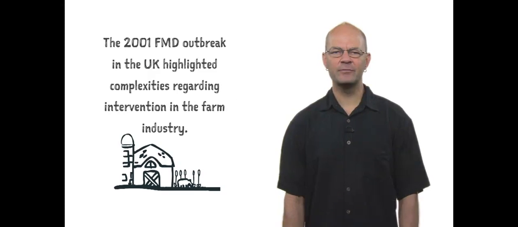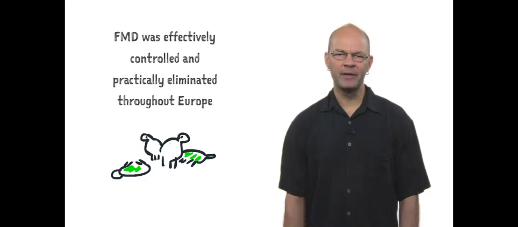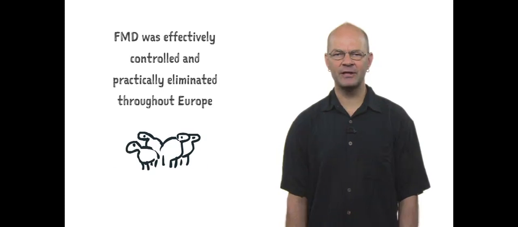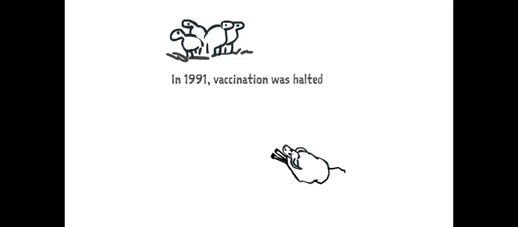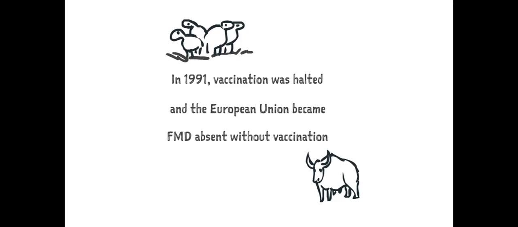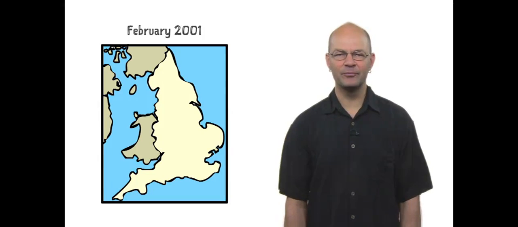The 2001 FMD outbreak in the UK highlights the complexities of decision-making regarding intervention in the farm industry. After sequential refinements of the vaccine and large-scale application, FMD was effectively controlled and practically eliminated throughout Europe. In 1991, vaccination was halted. The countries of the European Union became FMD absent without vaccination. 20 years after, in early February 2001, FMD was reintroduced to the United Kingdom into a pig farm in northeast England, probably through illegal meat imports, according to the best reconstructions by the epidemiologists.